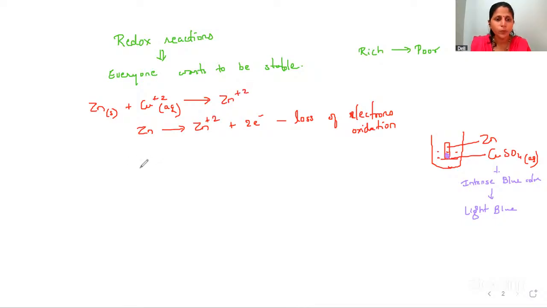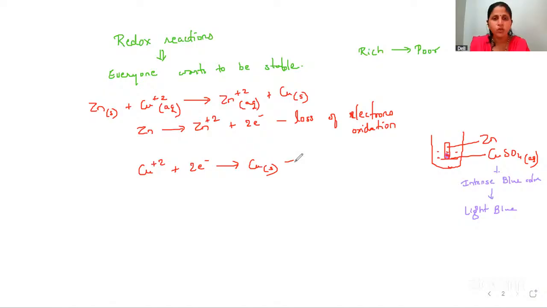In the copper sulfate solution, the copper is in the form of Cu+2. It will gain those 2 electrons. After gaining 2 electrons, it will become copper, solid copper. So zinc will come into solution, and copper in solid form goes on depositing on this zinc rod. We can see the reddish deposition.